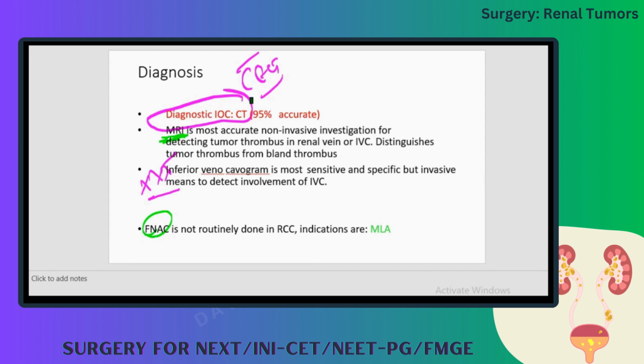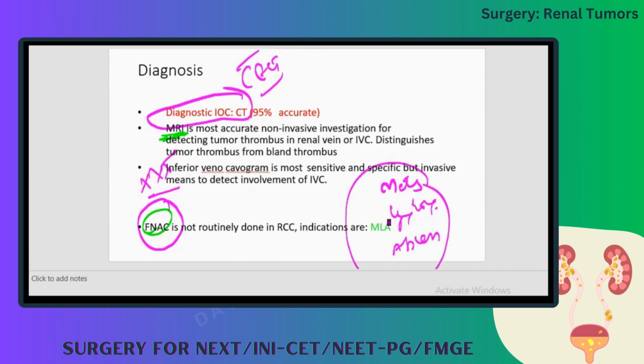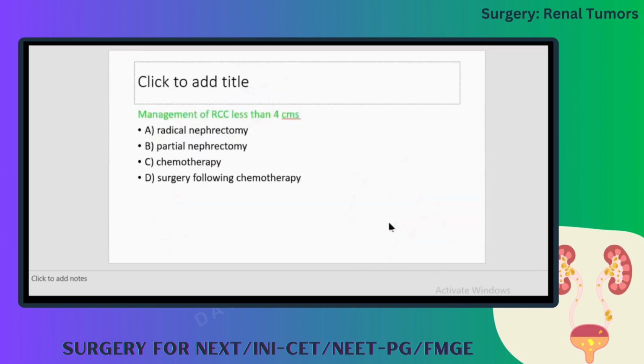The only indications for FNAC are MLA: once you are suspecting metastasis, lymphoma, or an abscess. In these three conditions only, you will take an FNAC from the kidney. Otherwise, FNAC has no role. MLA: metastasis, lymphoma, abscess. You can write these codes on one page so that before going to the exam, in a single day you can revise it. FNAC is done only in these conditions.